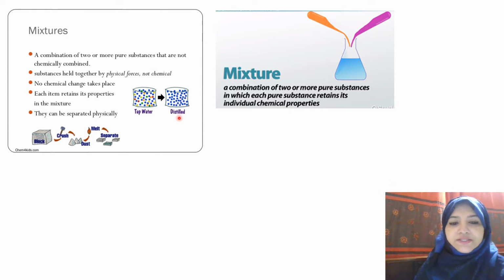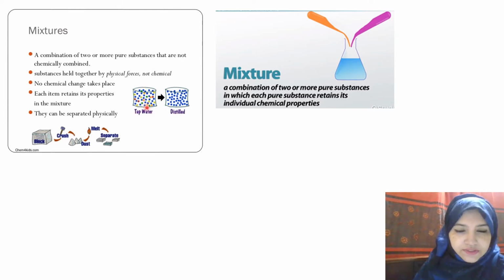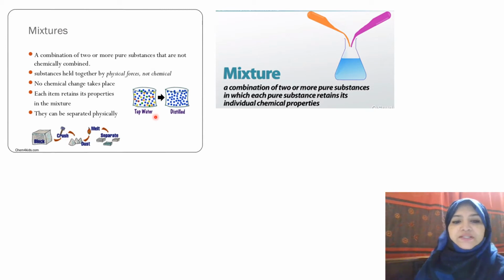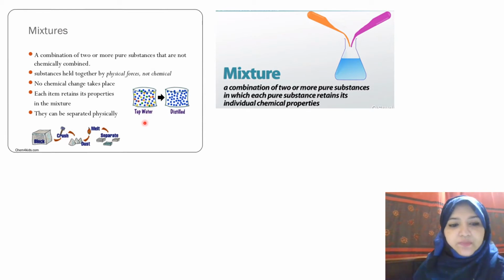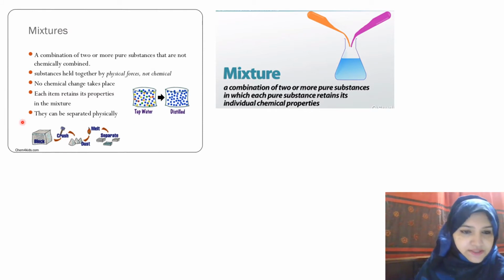This picture is the pure water. The blue circles show only pure water molecules, but in the tap water there are these colorful circles other than blue, meaning the presence of other substances, but they are not chemically bonded with water molecules. That's why they can be easily separated by applying any physical method, like heating.